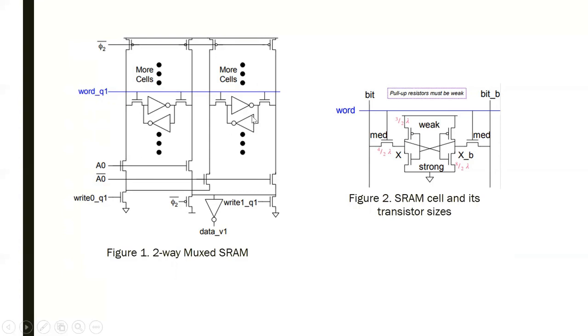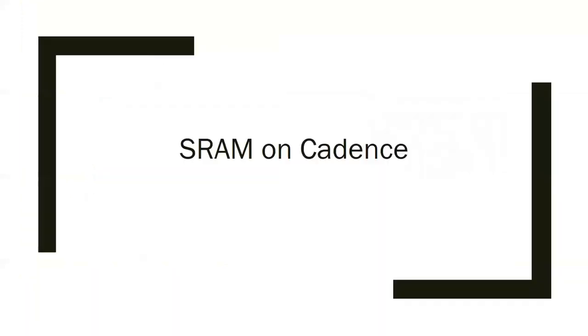The 6 transistor SRAM cell is shown here. The pull-up transistors are weak, the pull-down transistors in the cross-coupled inverters are the strongest, and the access transistors are of intermediate strength. So the transistors of the SRAM cells are sized in order to maintain the read and write stability. And now let's move on to the SRAM design with layouts.